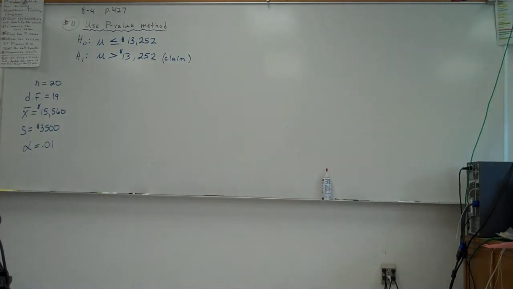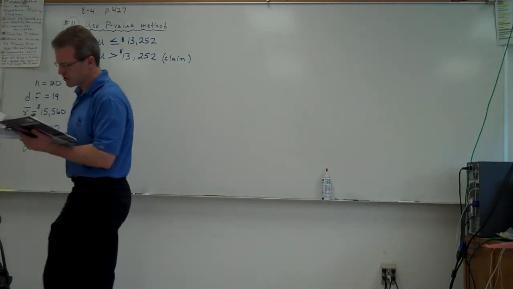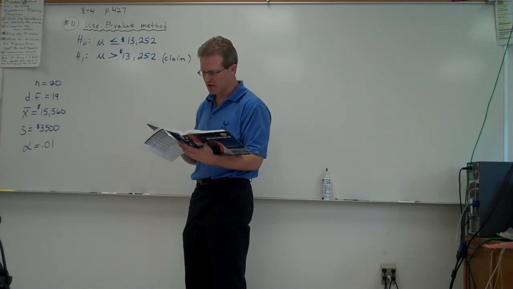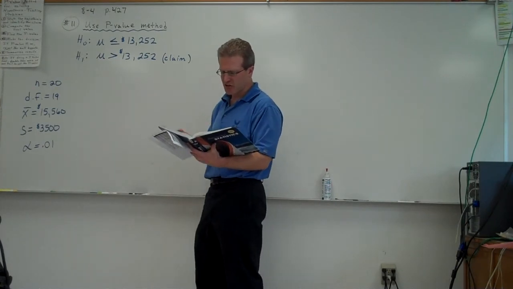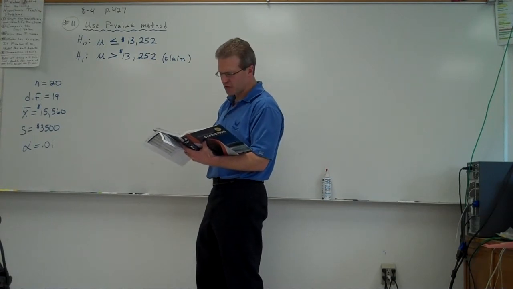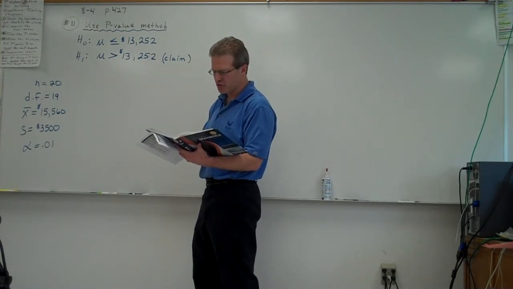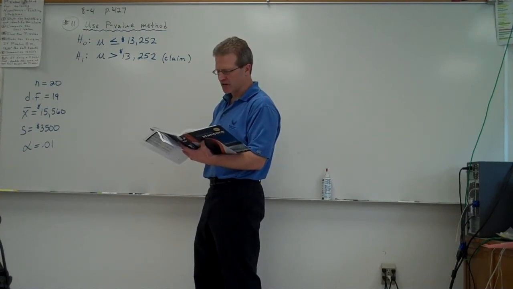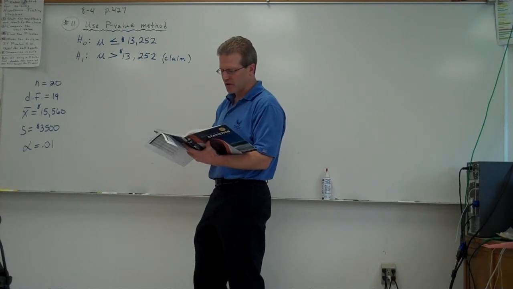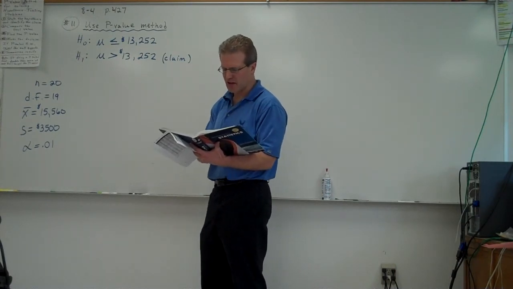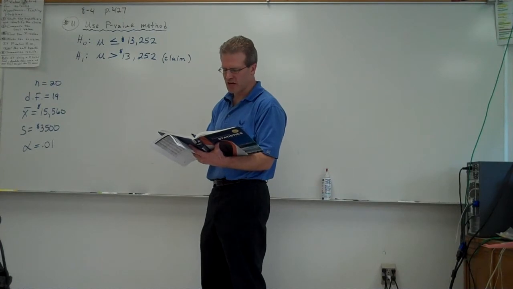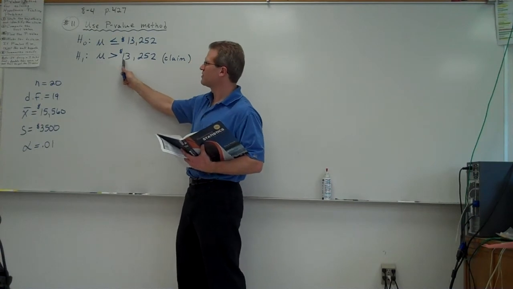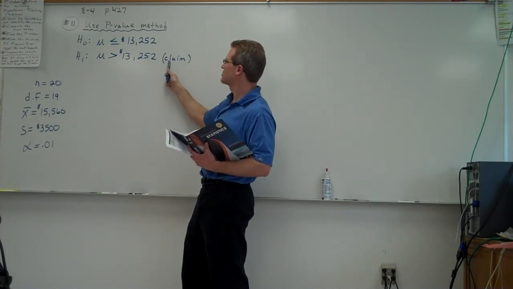Number 11 says this: the average undergraduate cost for tuition, fees, and room and board for two-year institutions, we're talking something like Kirkwood or maybe NICC, last year was $13,252. The following year, a random sample of 20 two-year institutions had a mean of $15,560 and a standard deviation of $3,500. Is there sufficient evidence at the alpha equal 0.01 level to conclude that the mean has increased? So they're asking, is the mean now greater than $13,252? So that's going to be our claim.